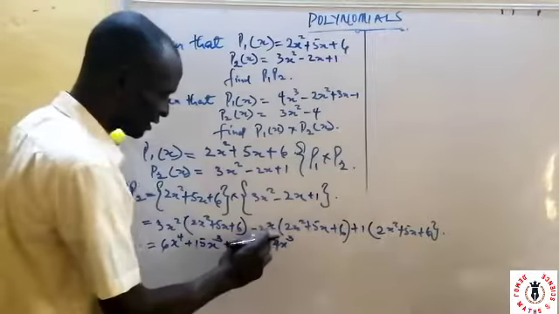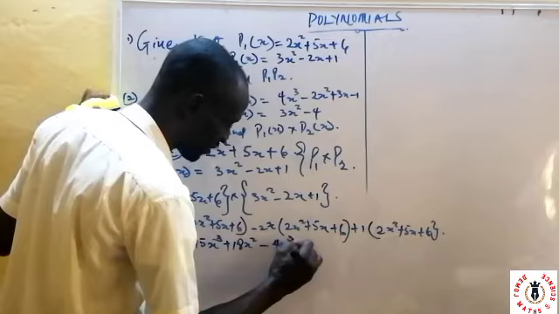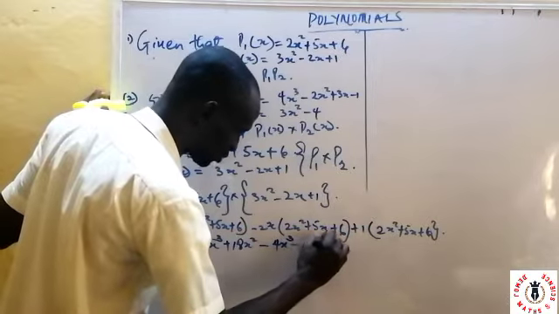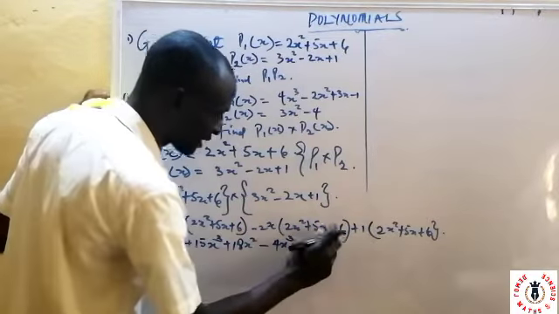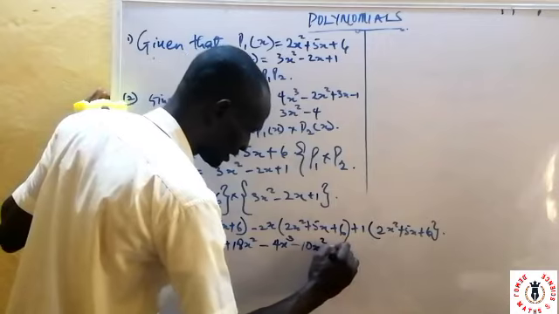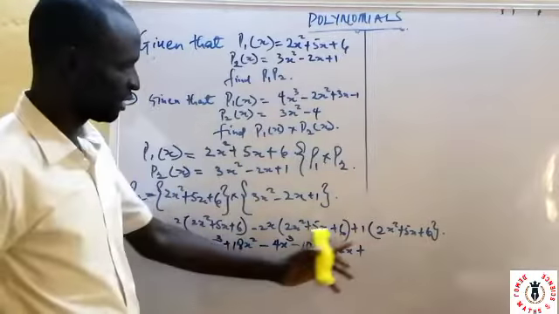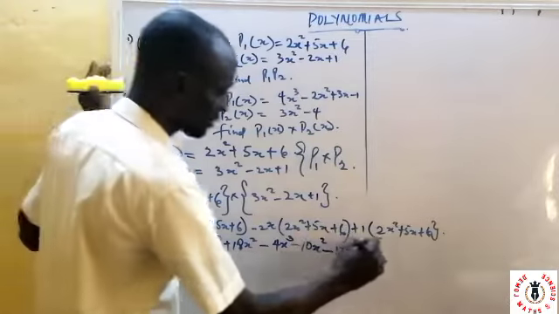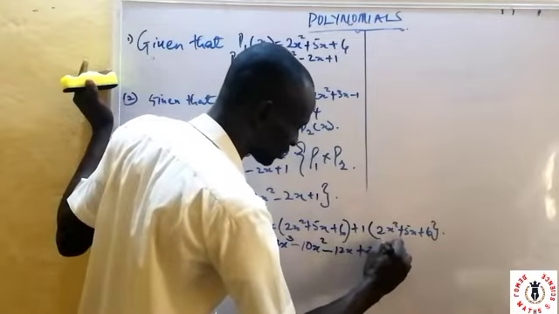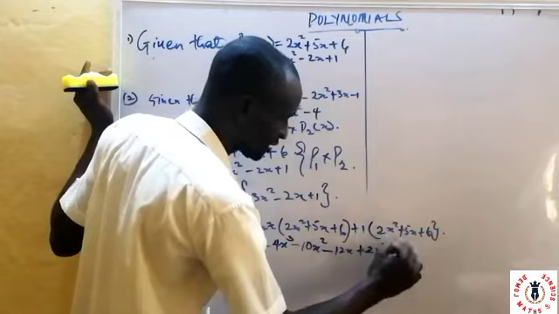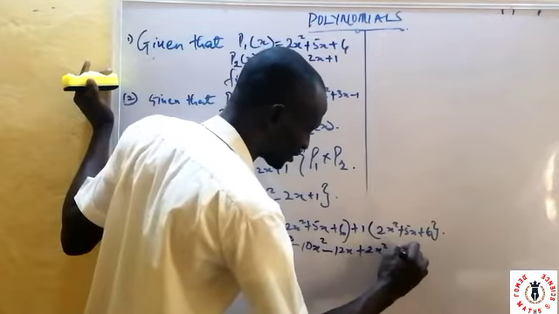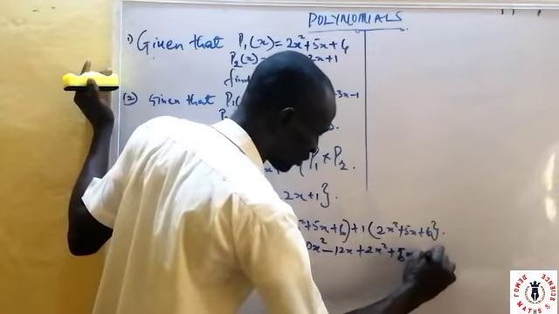Now, minus 2x times 5, that's minus 10x squared. Minus 2x times plus 6, that's minus 12x. Plus 1 times 2x squared, that's 2x squared. Plus 1 times 5x, that's plus 5x, plus 6.